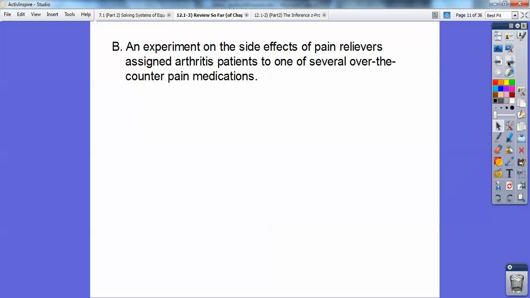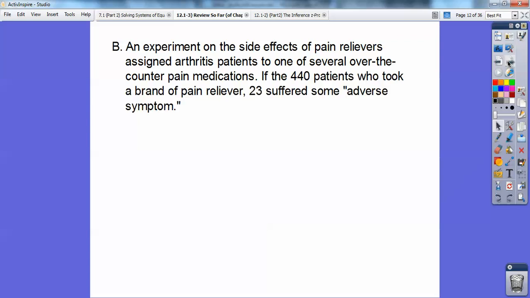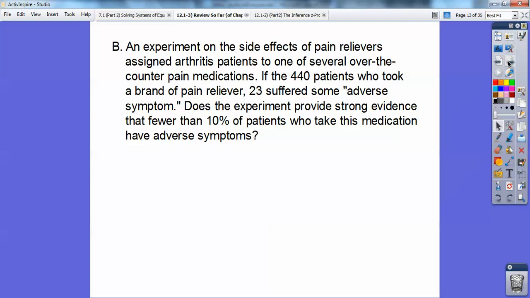So all right, an experiment on the side effects of pain relievers assigns arthritis patients to one of several over-the-counter pain medications. Of 440 patients who took a brand of pain reliever, 23 suffered adverse symptoms. Okay, does this experiment provide strong enough evidence that fewer than 10% of patients, there's our p sub 0, who take this medication have adverse symptoms?